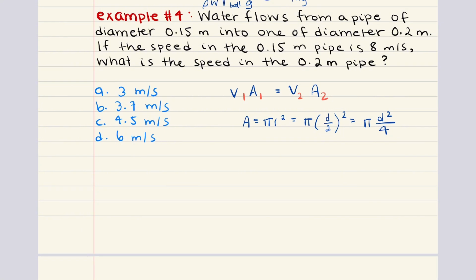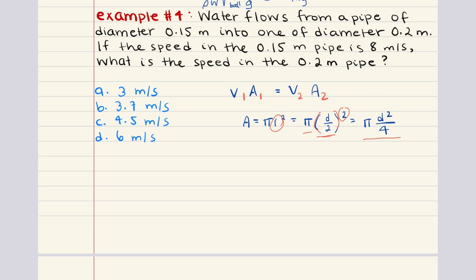Now, in this problem, we're not given the radius. Instead, we're given the diameter, but that's okay because radius is equal to diameter divided by 2. So we can go ahead and replace this radius term with diameter divided by 2. So we have pi multiplied by diameter divided by 2 squared, and this gives us the area of a circle to be equal to pi diameter squared divided by 4.